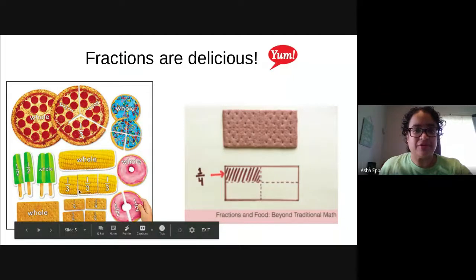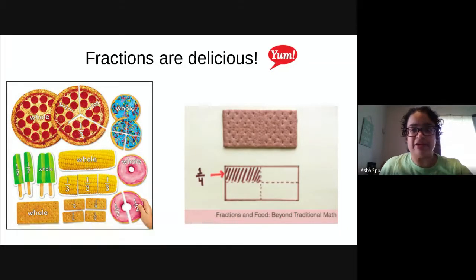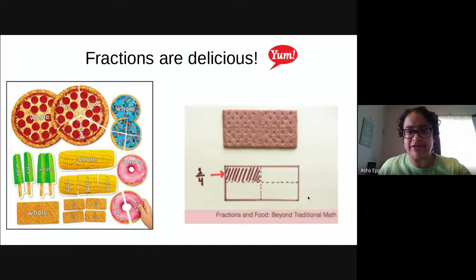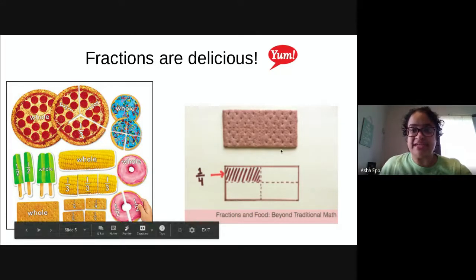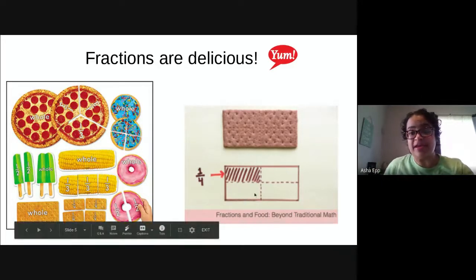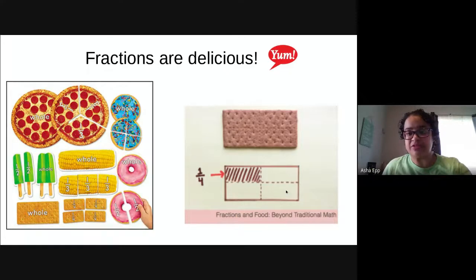A third of the corn, a half of the donut, and a fourth of the graham cracker. And here is another example with the graham cracker. So you can take a graham cracker, break it apart, eat part of it, and you've eaten 1/4, okay? Or leave part of it and you've eaten 3/4.